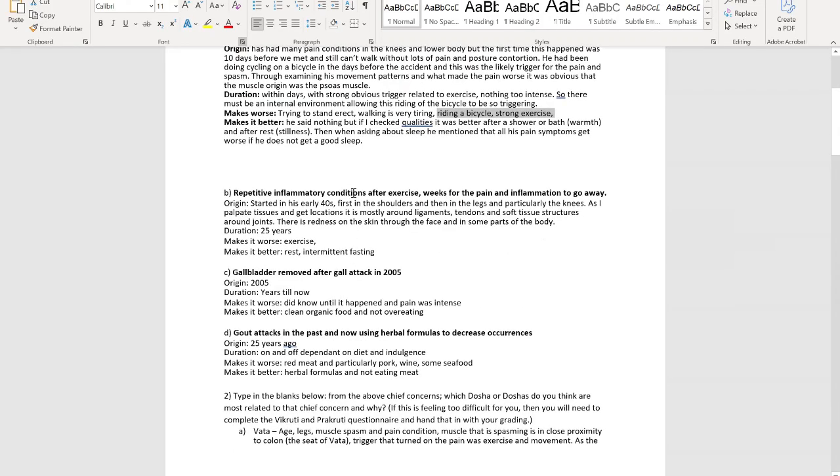Repetitive inflammatory conditions after exercise, so weeks for the pain and inflammation to go away. This is his next major symptom. This started quite a while ago. Started in his 40s, yeah, that was 25 years ago. He's in his 60s, this man. So first in the shoulder and then in the legs, and particularly the knees.